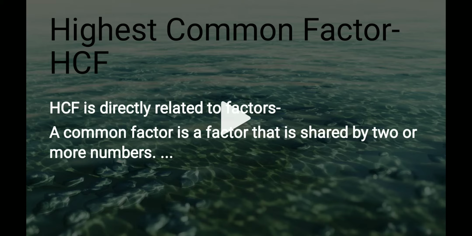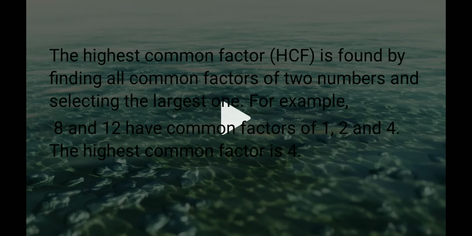What is the common factor between 6 and 8? 1 and 2. And between 1 and 2, which is the highest common factor? 2. So, 2 is the HCF of 6 and 8. The highest common factor is found by finding all the common factors of two numbers and selecting the largest one. For example, 8 and 12 have common factors 1, 2, 4, and the highest common factor is 4.